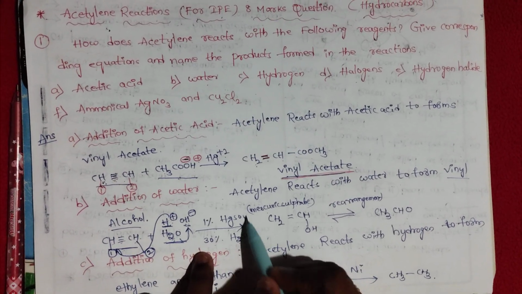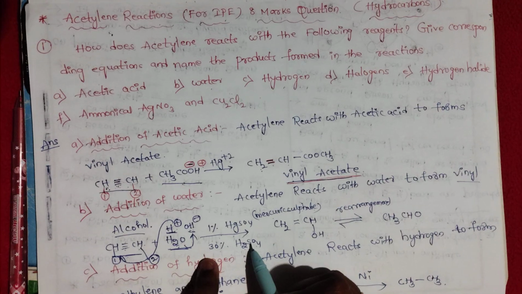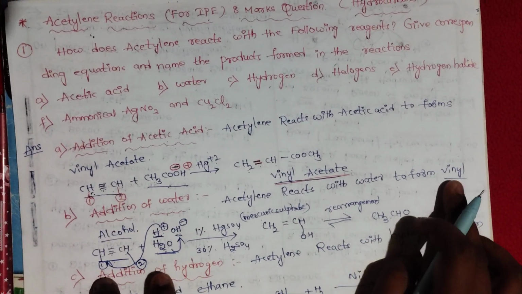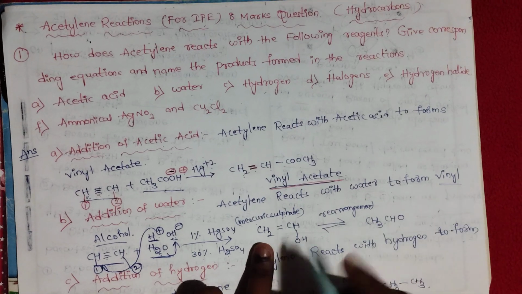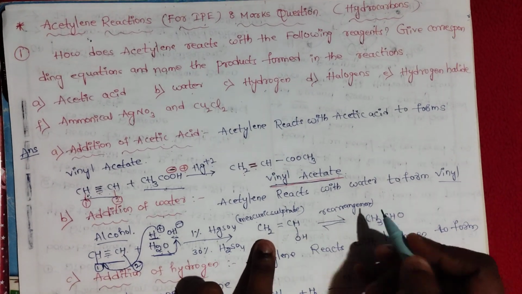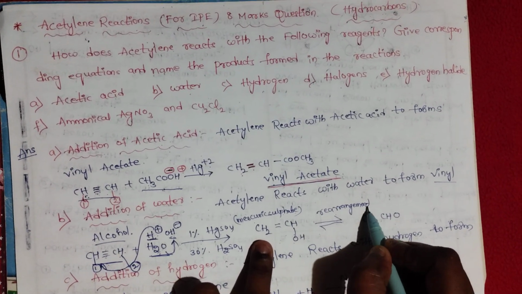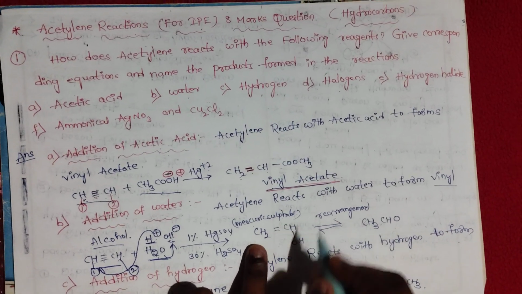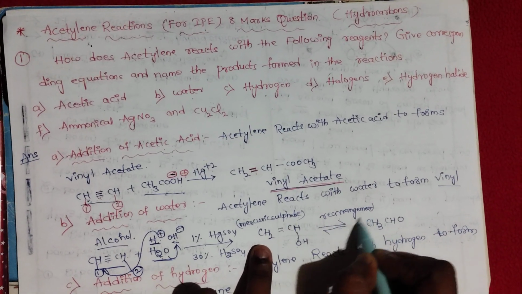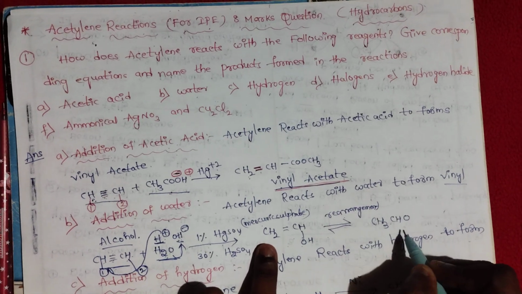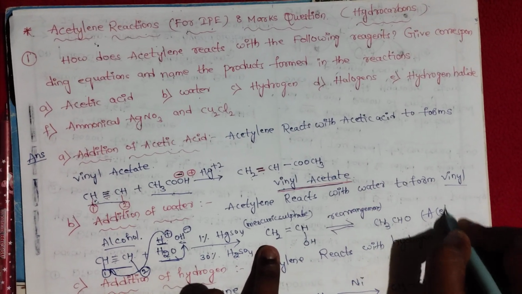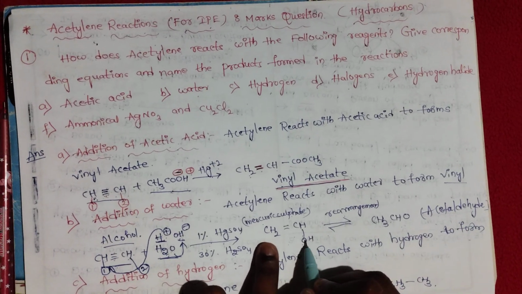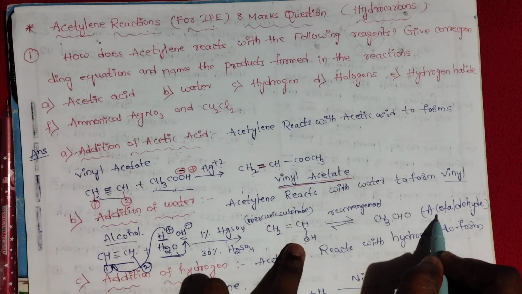So these are the reagents for the addition of water. So which product are we getting? Vinyl alcohol. This vinyl alcohol further undergoes rearrangement. Rearrangement means some groups are exchanging with each other. By this rearrangement, finally we get acetaldehyde. So by the rearrangement of vinyl alcohol, which product do we finally get? Acetaldehyde.